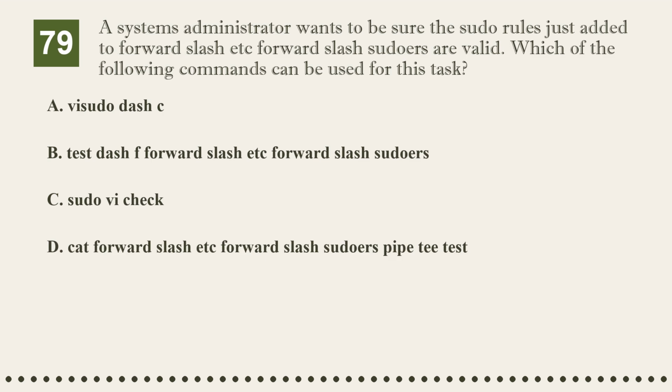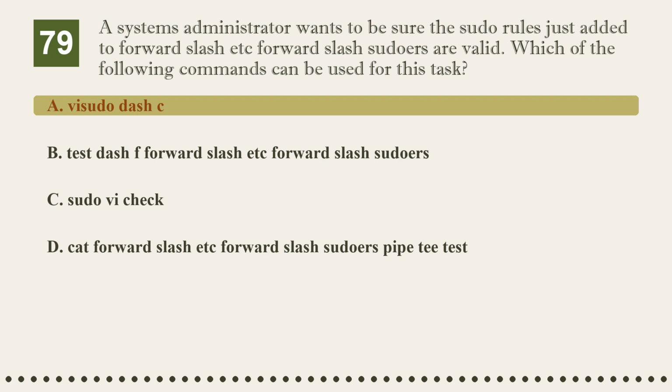Question 79. A systems administrator wants to be sure the sudo rules just added to /etc/sudoers are valid. Which of the following commands can be used for this task? Option A, visudo -c. Option B, test -f /etc/sudoers. Option C, sudo -check. Option D, cat /etc/sudoers | test. The correct answer is option A, visudo -c.